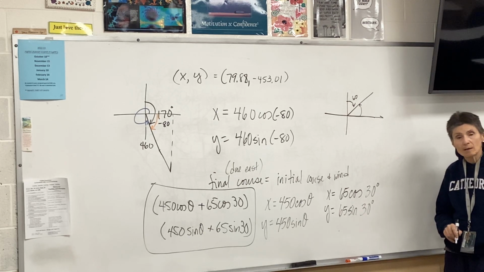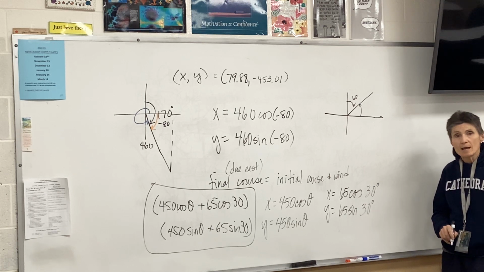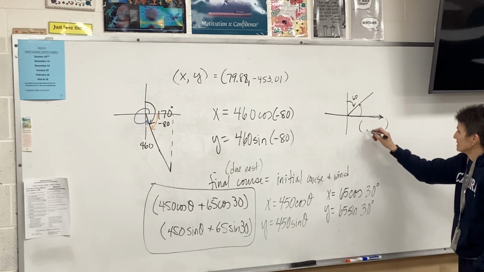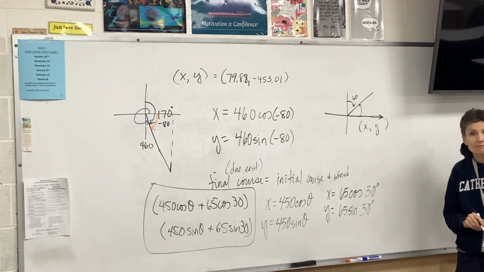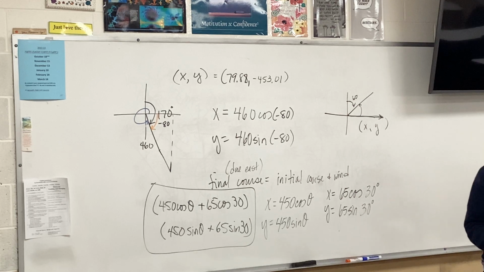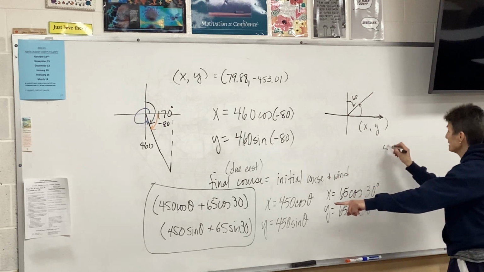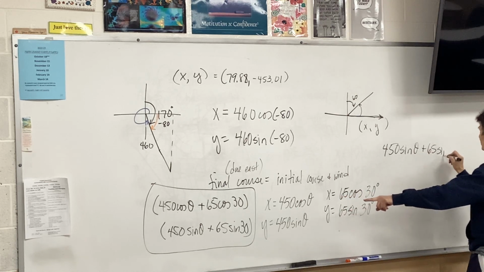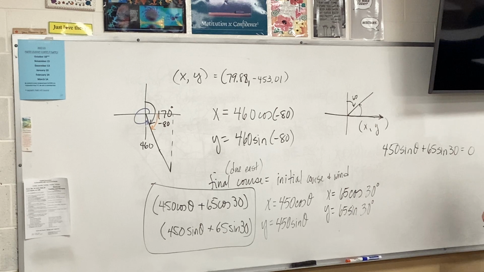If I have to end up flying due east, then doesn't the Y, think of that vector right there, think of its components, its X and its Y, doesn't its Y have to be 0? If you are flying due east, then your Y is 0. So 450 sine theta plus 65 sine 30 has to add up to 0. So now I'm going to solve that equation, okay?